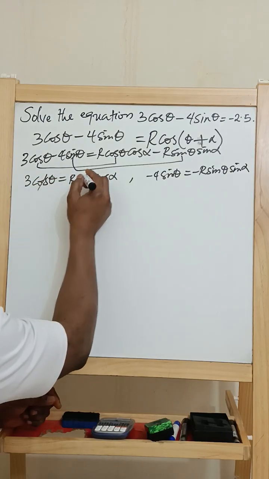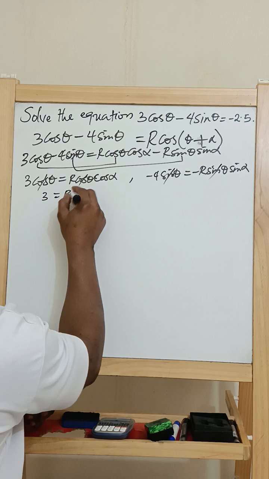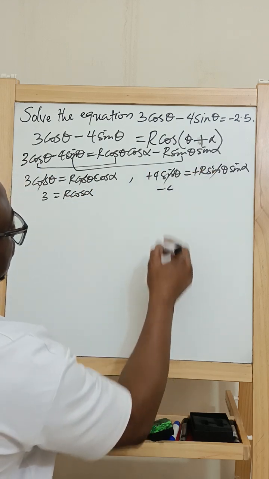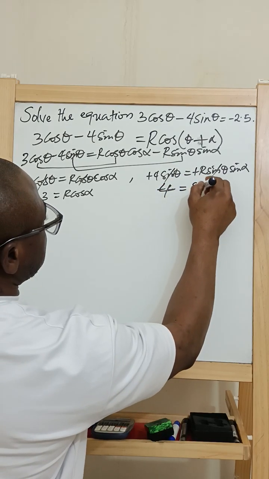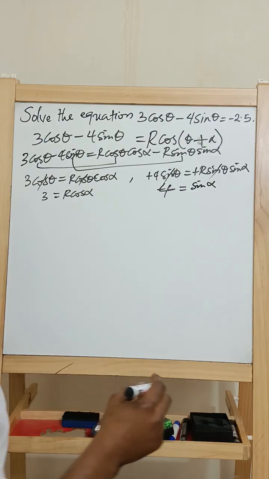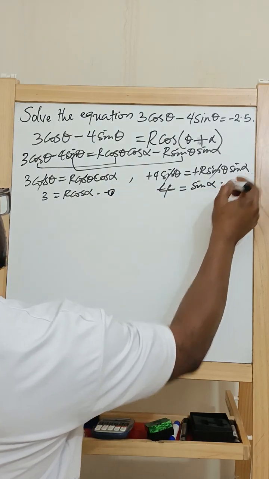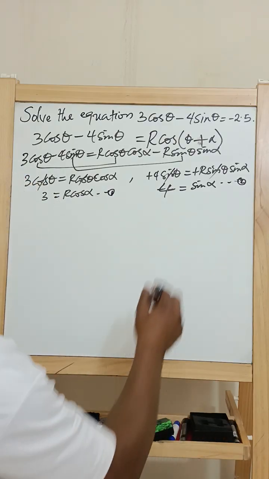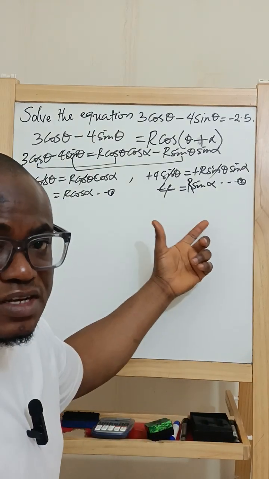So this cuts this, and we have 3 equals r cos alpha. And here minus cancels minus, so we have 4 equals r sine alpha. Let's call these equation 1 and equation 2. To be able to get r, we need to square both sides. Don't forget the r is here, we need to square both sides.